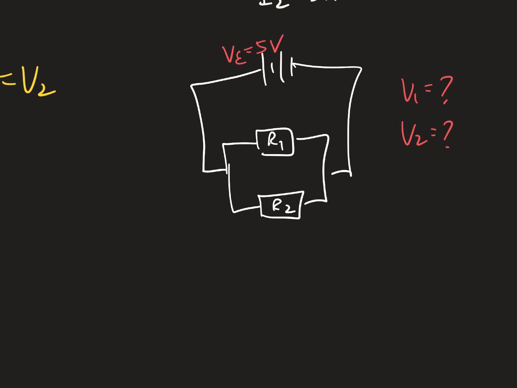All right, first thing, recognize that R1 and R2 are in parallel. Then you can see that the potential here is 5, so all the way through it has to be 5, 5. So immediately you see that V1 equals 5 volts, V2 also equals 5 volts, because for two resistors in parallel, VE, which is 5 volts, equals V1, which is also equal to V2.